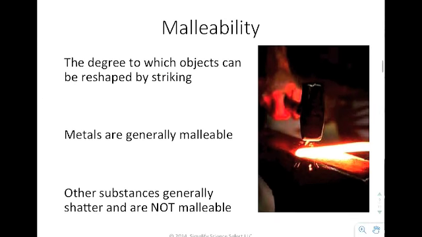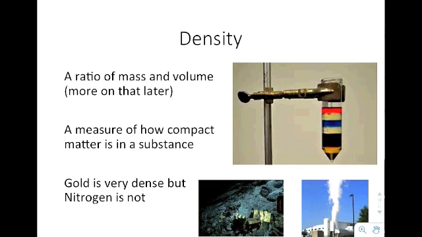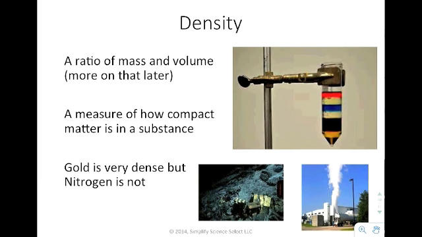The malleability of an object, as a review, is the degree to which an object can be reshaped by striking. So generally it's how much you can bend this particular substance. Can you pound it into very thin sheets? Metals are generally pretty malleable. You can actually get them to work very well, especially when you heat them. Whenever you heat them, it makes it even easier. Other substances generally are not malleable. They tend to shatter. Like if you were to hit glass with a hammer, it would shatter, it wouldn't bend. So they're not malleable. Density is another example of a physical property.